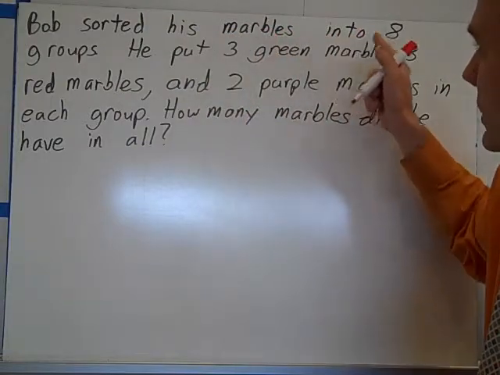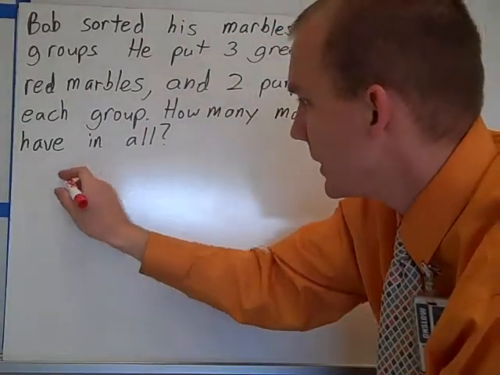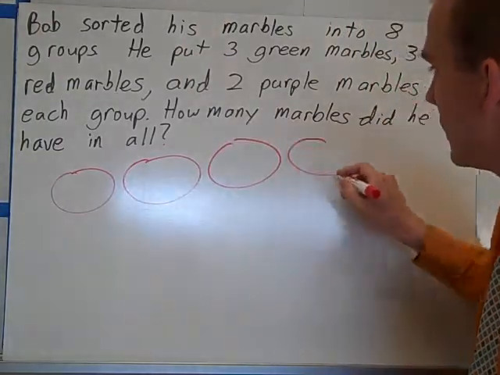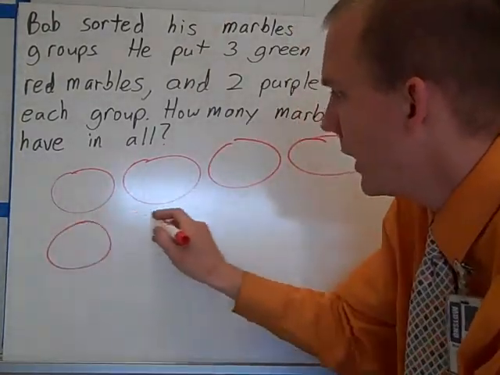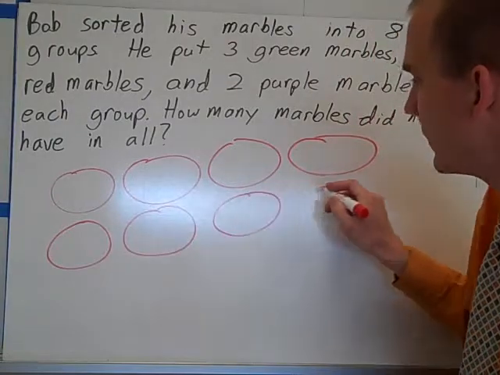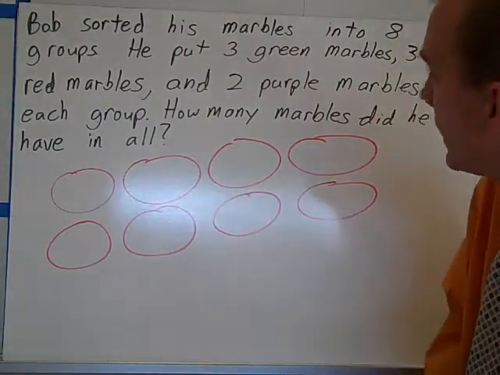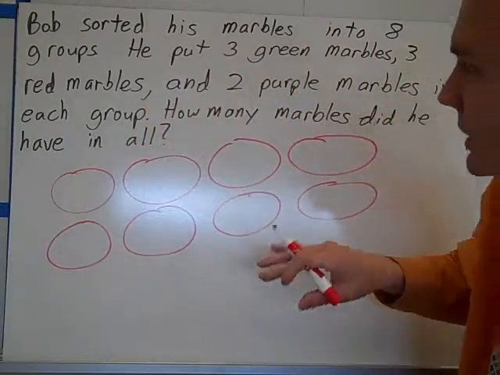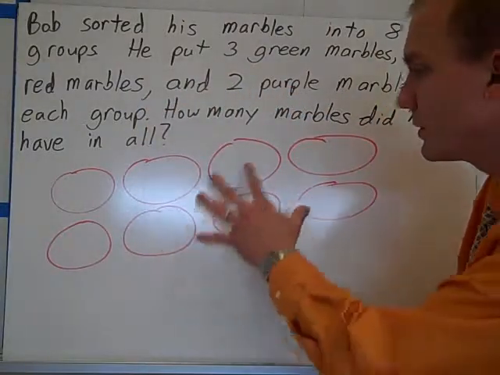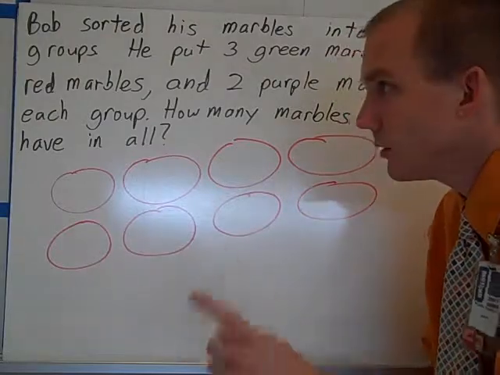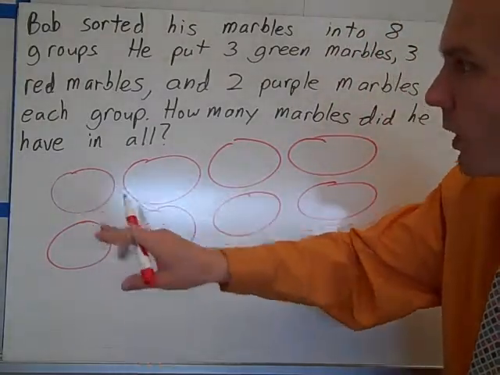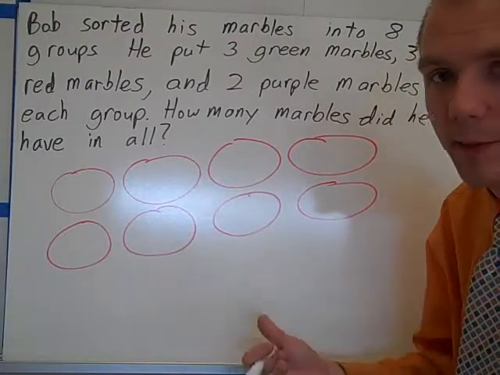He sorted his marbles into 8 groups, so I'm immediately thinking 8 groups. 1, 2, 3, 4, 5, 6, 7, 8. Okay. And then he put 3 green marbles, 3 red marbles, and 2 purple marbles in each group. So really I don't necessarily need all 8 groups drawn, I just need one group because every group's the same. So it's one group, and whatever I get in that one group, I just multiply it by 8.